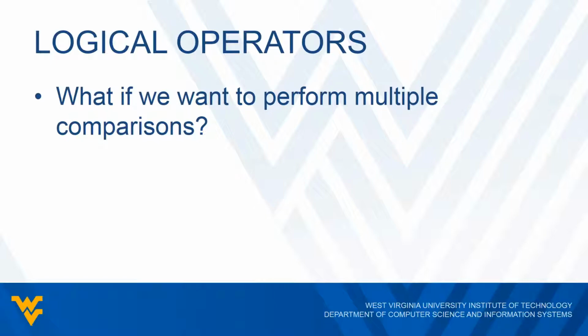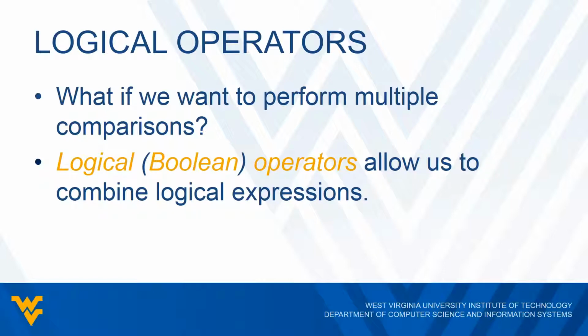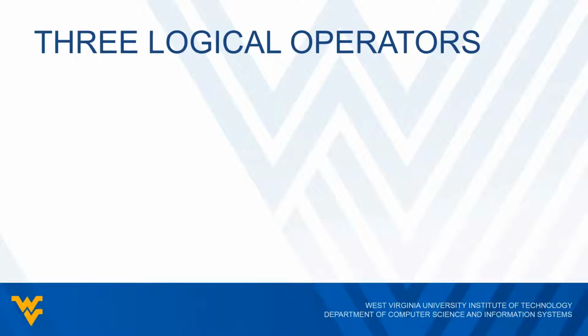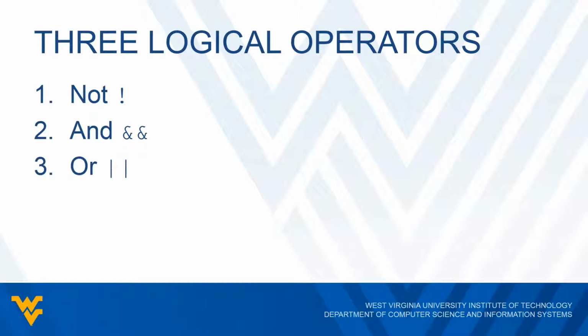What if I want to check if x is less than y, and then also check if y is less than z, something along those lines? Well, we can use the logical or Boolean operators to combine logical expressions. There are three such operators. We have the not operator, which is just an exclamation point. We have the and operator, which uses two ampersand symbols. And then we have the or operator, which uses two vertical bars.